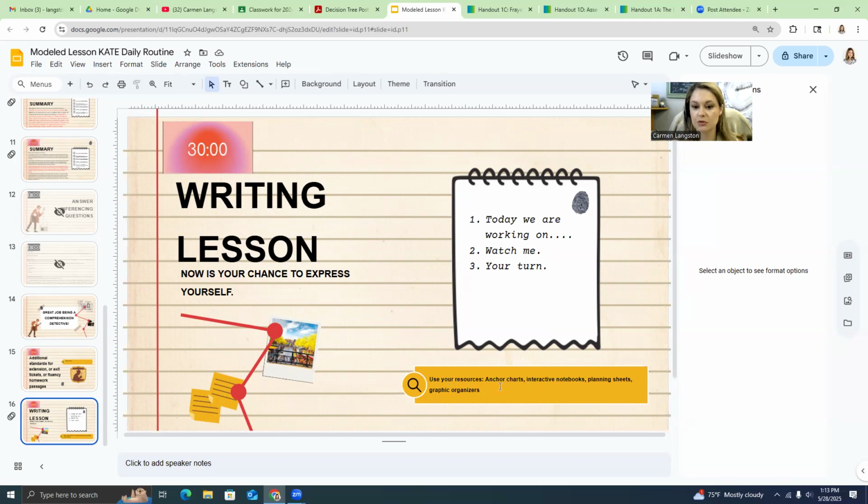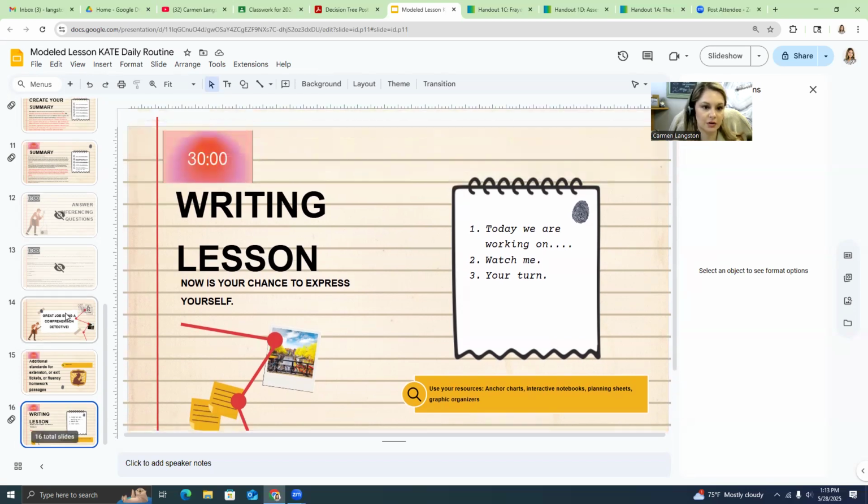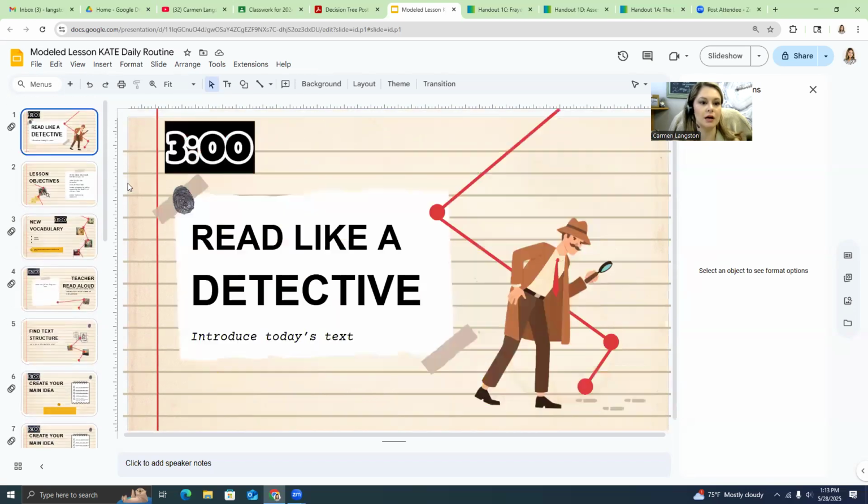So I have use your resources, anchor charts, interactive notebooks, planning sheets, graphic organizers. There's just a little reminder on there, and there is that 30 minutes there that you can do your model in, usually for about 10 minutes, and then the last portion is theirs for them to go ahead and do their writing. Okay, I think I went over everything that I intended to.